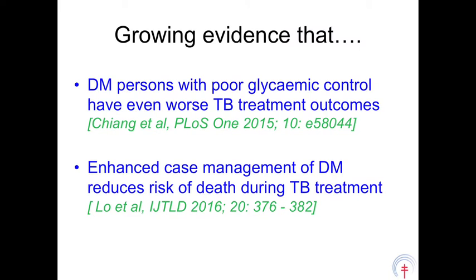All of those 5 studies found a positive association. There's also growing evidence that in diabetic persons with poor glycemic control, they have even worse TB treatment outcomes compared with those who have good control. And again, this study from Taiwan by Lo et al. showing that enhanced case management of diabetes mitigates that risk of death during TB treatment.